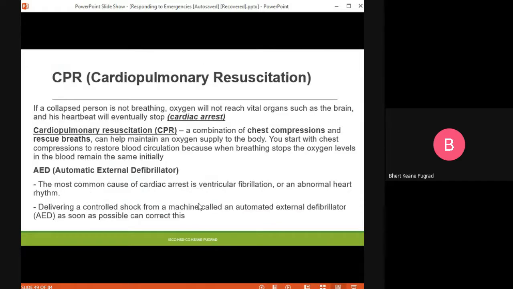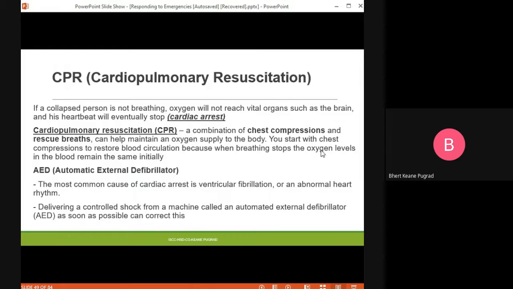Okay, so if the patient collapse, no, and the patient is not breathing, take note that the oxygen will not reach the vital organs of the patient, such as the brain and his heart. Okay, so eventually the patient's heartbeat will stop. Okay, ang tawag natin doon, that's your cardiac arrest. Okay, so if there's no pulse, there's no breathing, we need to do the CPR or your cardiopulmonary resuscitation.